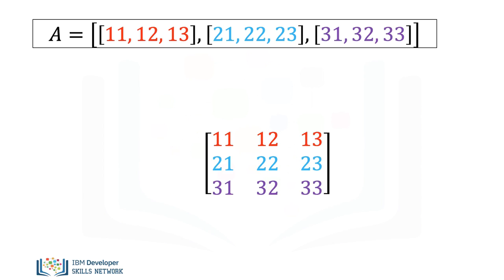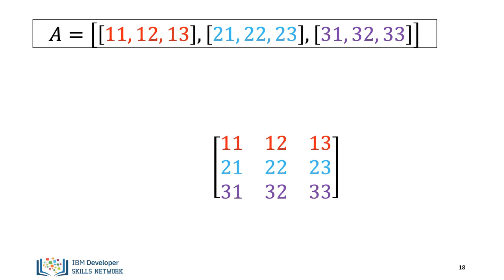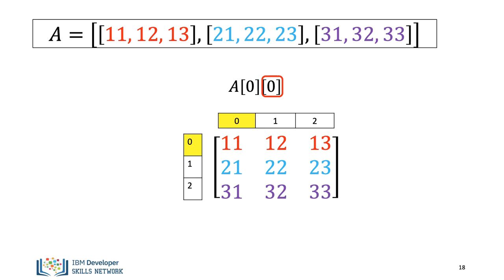Let's see some examples. Consider the following syntax. This index corresponds to the second row, and this index corresponds to the third column, and the value represented by this particular row and column combination of the tensor is 23. Let's consider this example. This index corresponds to the first row, and the second index corresponds to the first column, and the value is 11.